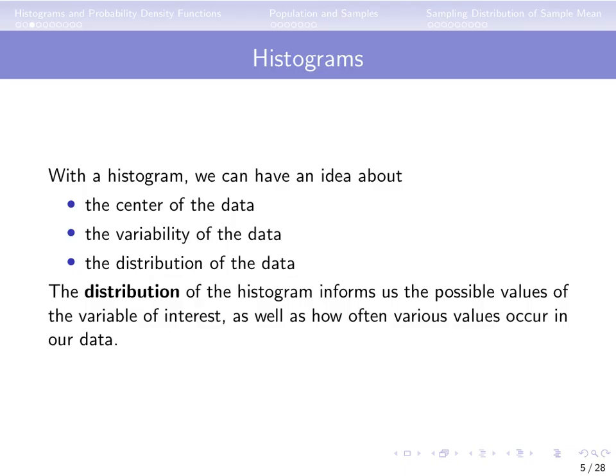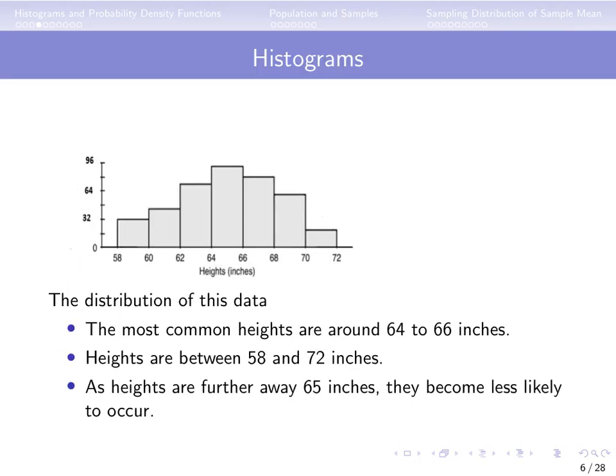So the distribution is usually a description of the shape of the histogram. What kind of information can you glean from the histogram? As I said, the distribution of this data for this histogram: most common heights are around 64 to 66 inches, heights are between 58 to 72. As heights are further away from 65 inches, or further away from the center, they become less likely to occur. So these statements all describe the distribution of this particular histogram of our data.